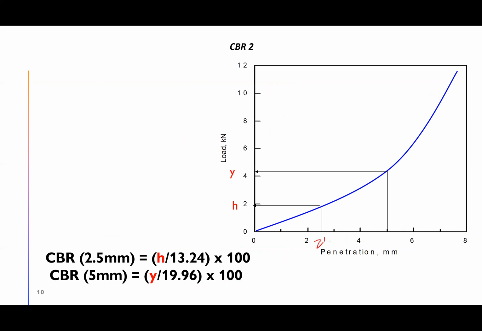The same procedure applies if you have this kind of graph. At 2.5, what will be the value? What will be the value at 5? Then go into the formula and get which one is the highest, either 2.5 or 5 mm.